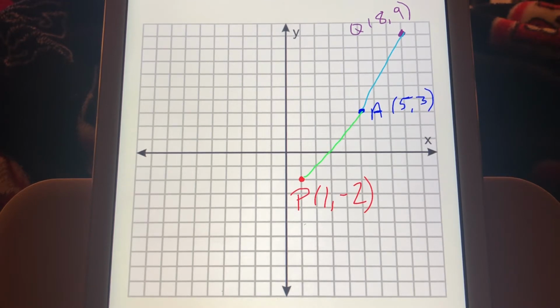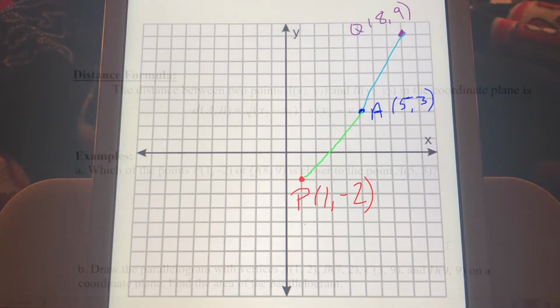It looks like it's going to be pretty close, okay? So we don't want to use the look test anyway. We always want to show and prove our work algebraically in this case. So let's go back to the Word document and we'll go through the steps to determine which of those points is actually closer to A.